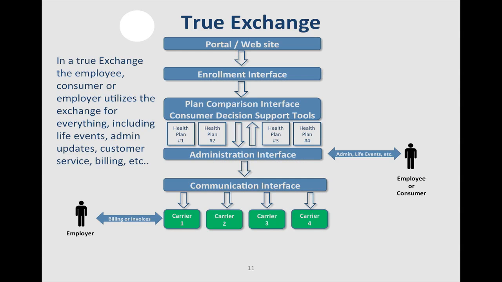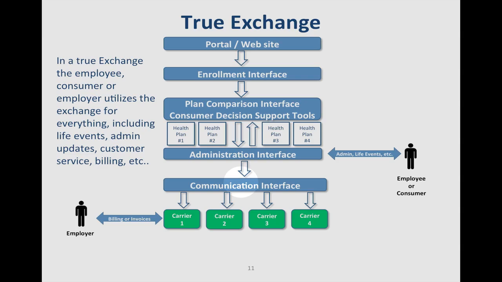Now let's take a look at a true health insurance exchange. A true health insurance exchange has all of the core components mentioned earlier that are necessary for an exchange to function. A portal or website, an enrollment interface, a plan comparison interface with consumer decision support tools, an administration interface, and a communication interface. In a true exchange, the consumer enrolls in a health plan and then begins the plan selection process. Again, it's important that the exchange provides consumers with intuitive decision support tools to assist the consumers with choosing a plan that best fits their needs or the needs of their family.